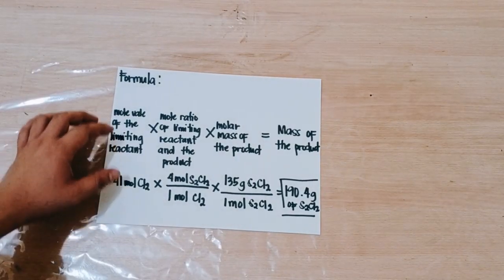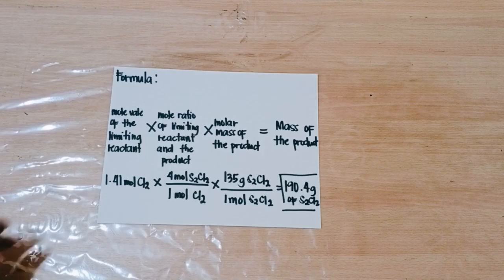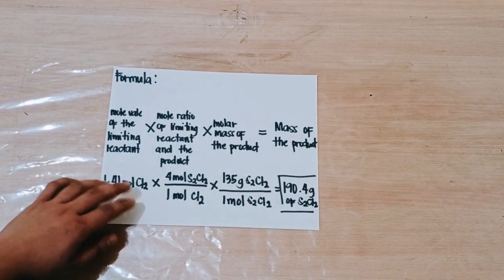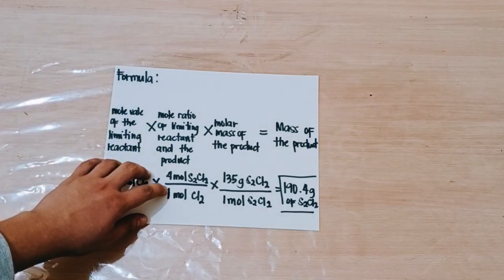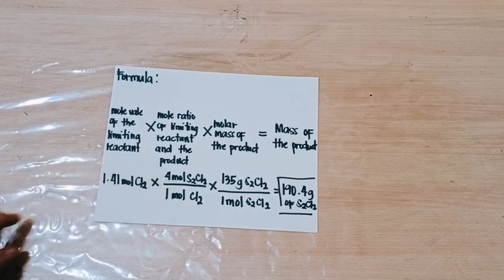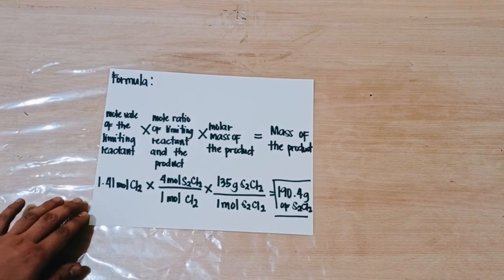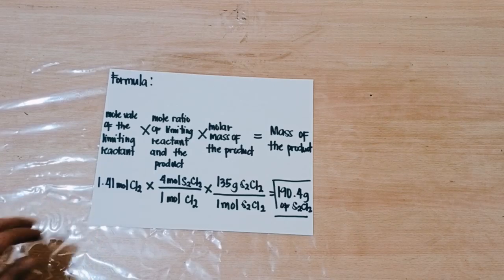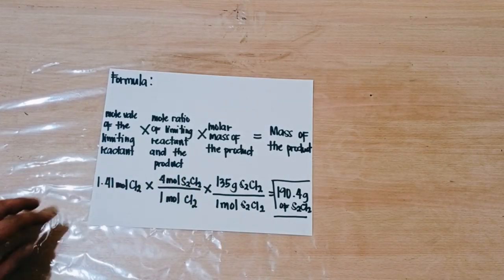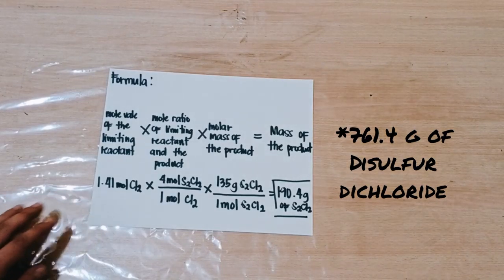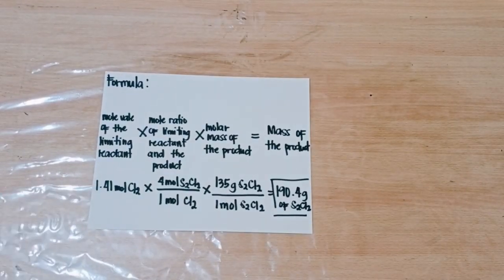So, kukuhain lang natin yung moles na na-compute sa kanya doon sa step number 3. So, sa step number 3, ang sabi doon, meron siyang 1.41 mole of chlorine. Then, after nun, gagamitin lang natin yung mole ratio of limiting reactant and the product. Yung mole ratio niya, in terms of stoichiometry, meron tayong 4 moles of disulfur dichloride over 1 mole of chlorine. Then after that, itatimes lang din natin siya ulit doon sa 135 gram of disulfur dichloride over 1 mole of disulfur dichloride. Then makukuha natin yung product na 190.4 gram of disulfur dichloride.